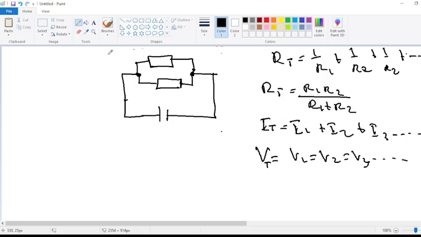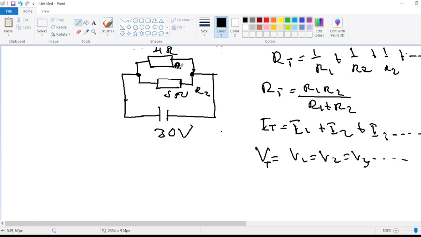Okay, so now let's try to put some parameters. Let's use the same 4 and 5 ohms here, and the same voltage of 30. Okay, so we have something like this. How do you calculate if they ask you to calculate the voltage at this one, which is R1, and this one, which is R2?